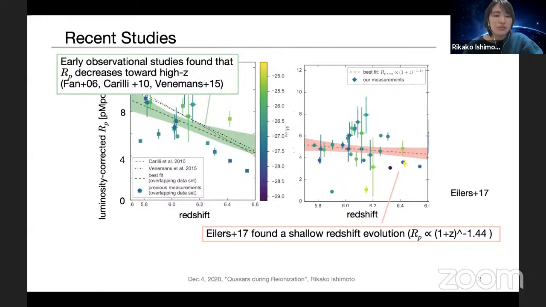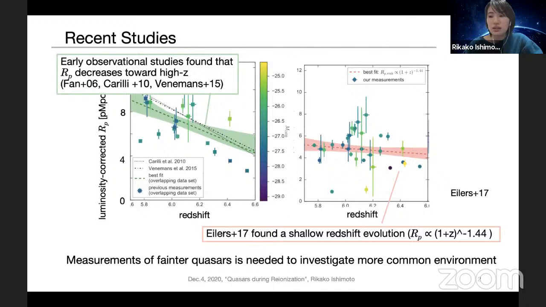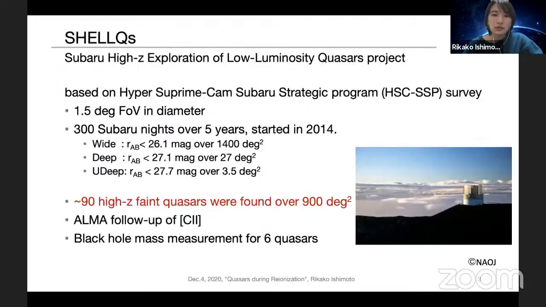So we measure the proximity zone sizes of fainter quasars, which are thought to be more common in the universe. We use quasars which were discovered in the Subaru High-z Exploration of Low-Luminosity Quasars project, SHELLQs. The SHELLQs project is based on the HSC SSP survey. Using the wide field of view of HSC, we have discovered around 19 high-z faint quasars, and some follow-up observations such as [C II] or Mg II are conducted.